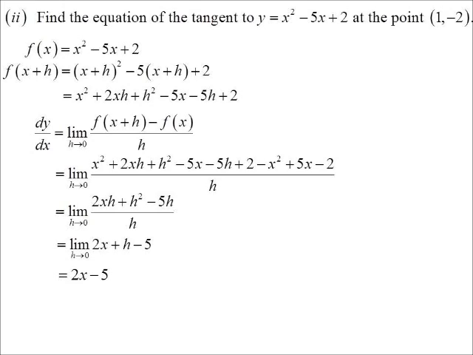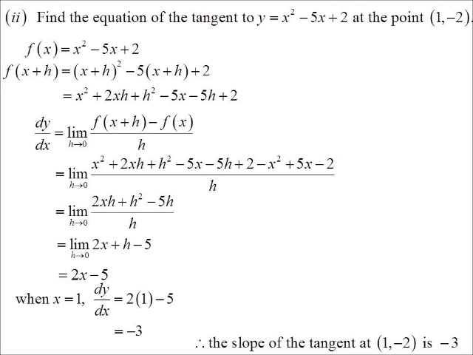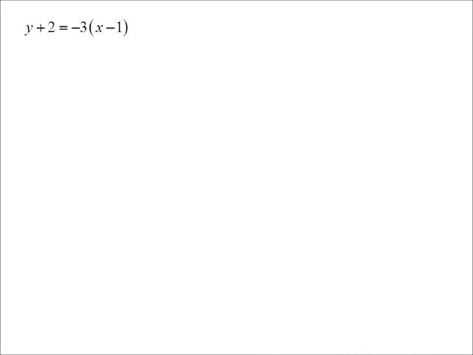Now that is not the slope. That is the formula that will allow us to find the slope, because notice there's an x. We substitute in the x value and then we'll find the exact slope at that point. So for our question, it's when x equals 1. The derivative turns out to be negative 3. So we know the slope is negative 3. Put it into the point slope formula, and y equals minus 3x plus 1 would be the equation of the tangent at that particular point.